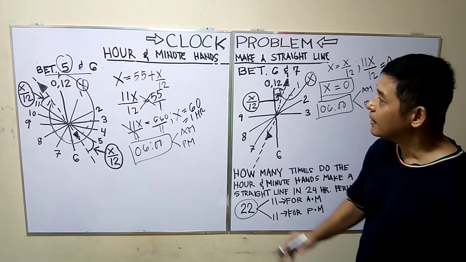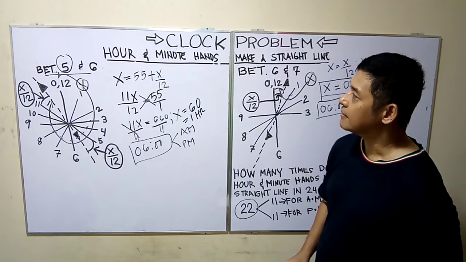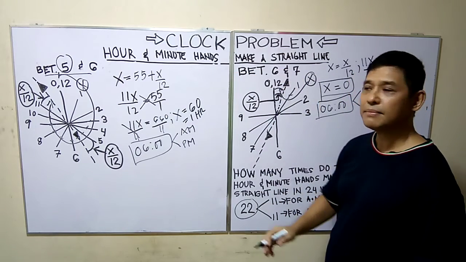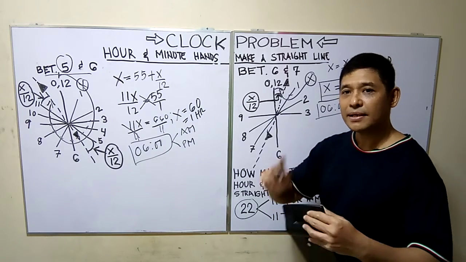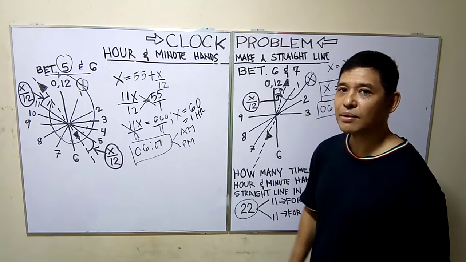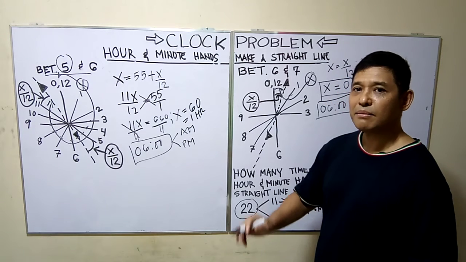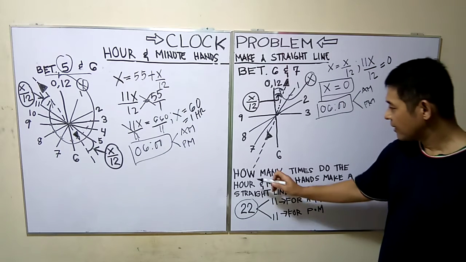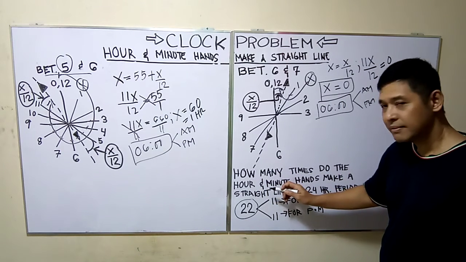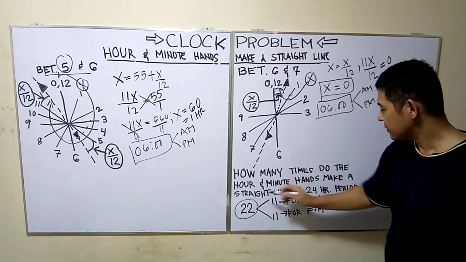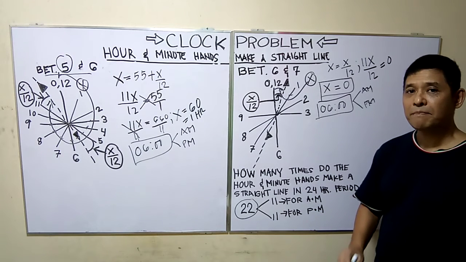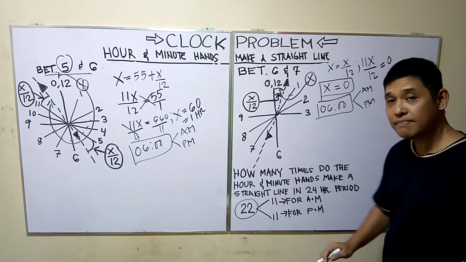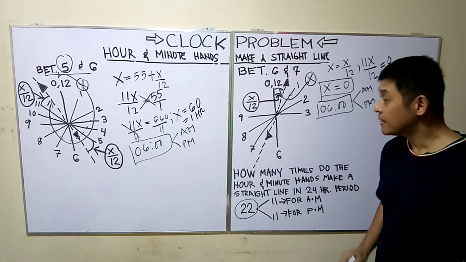Pag ganyan po ang sistema, ibig kong sabihin, yung number of times na hour and minute hands make a straight line, ika-count natin siya as isa lang. Hindi magkahiwalay. Kasi alam nyo ba kung bakit? Magkakaroon tayo ng problema. Halimbawa, pag tinanong ito, how many times do the hour and minute hands make a straight line in 24-hour period? Ang sagot po dyan is 22 times. 11 sa AM and 11 sa PM.